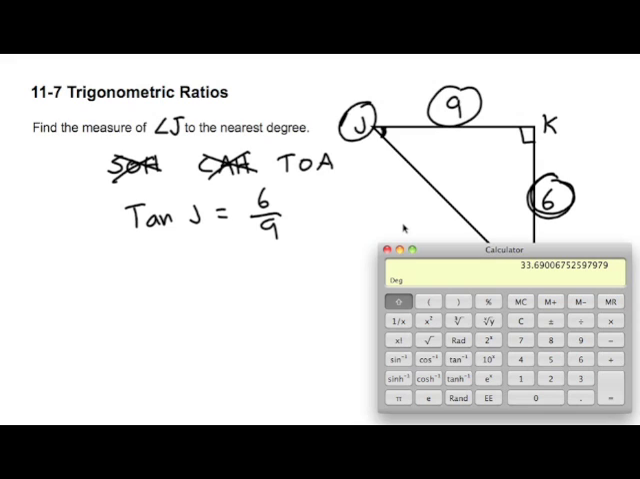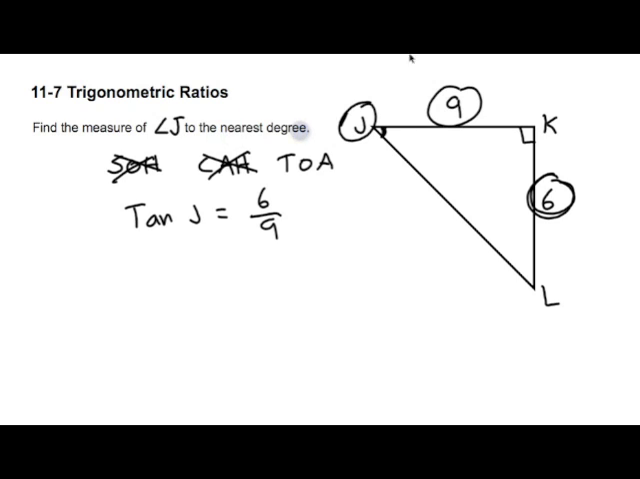However, the instructions did tell us to round to the nearest degree. So 33.69 is going to end up being angle J equals 34 degrees. Not that hard when you really think about how to do it. So it is a little tricky to try to get there, but it's definitely not hard at all.